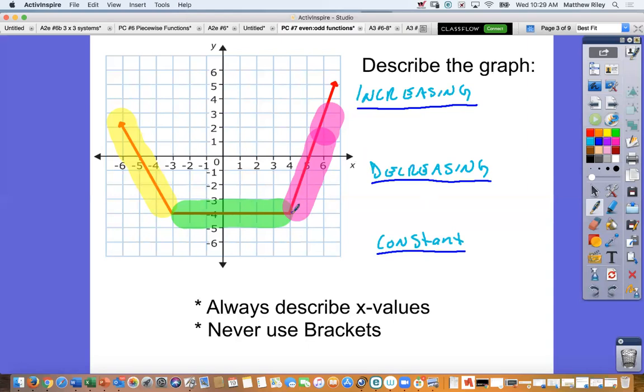So it is increasing from this value right here on. So on what interval is it increasing? Well, what's the smallest it gets where it increases? In other words, where does it start increasing? From here, which is what? 4. And how long is it increasing? What's at the end? Positive infinity. To positive infinity. That's exactly right. That's how you're describing the graph.